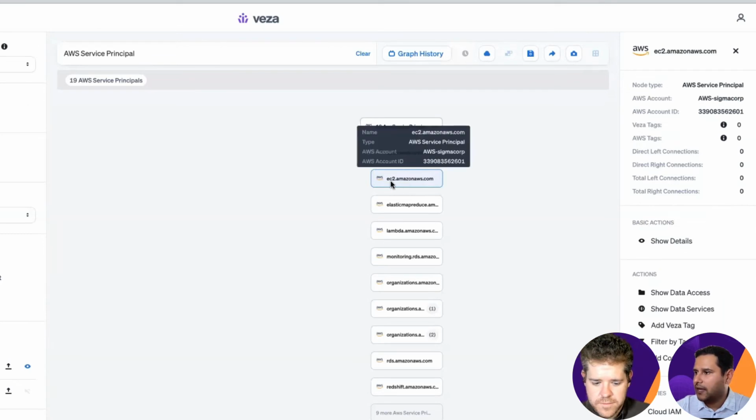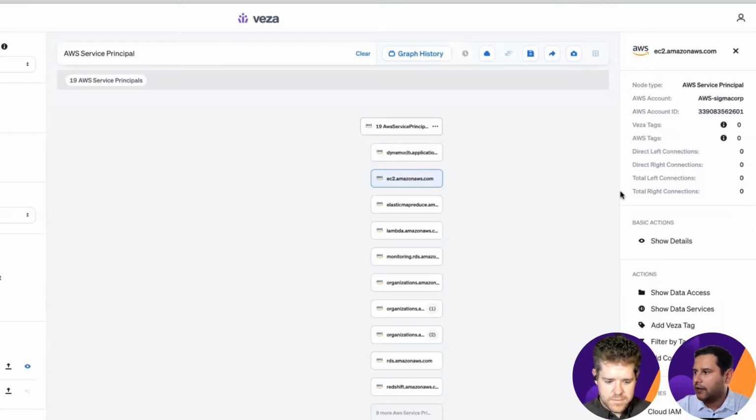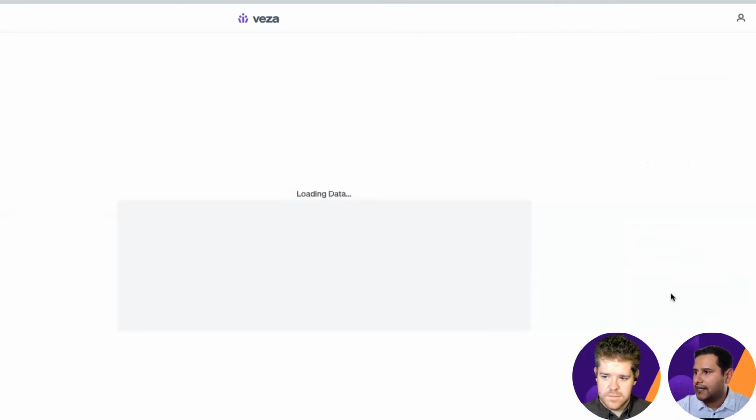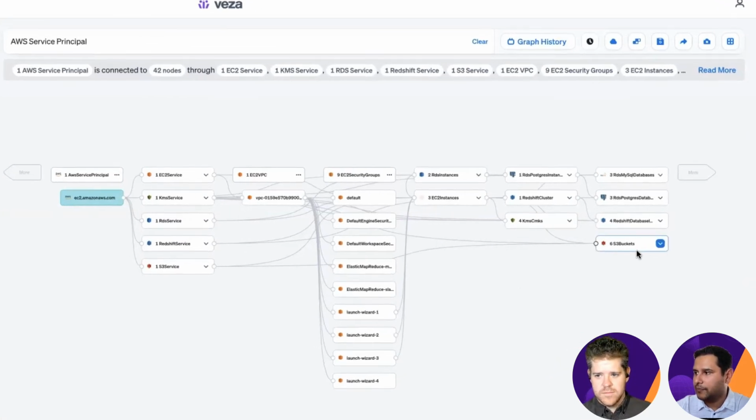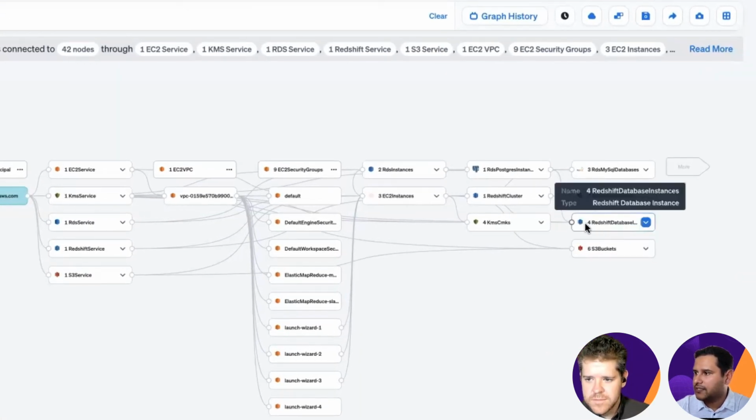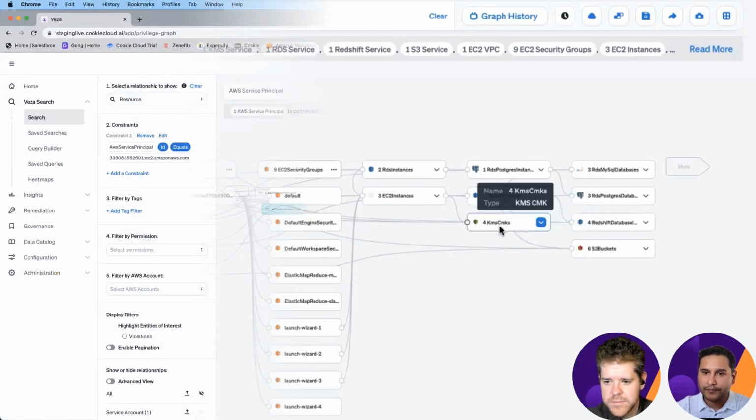And what I'll do next, after I've selected a particular service account, is hit show data access. And once I've done that, we can see that this service account actually has access to numerous different services within AWS, including S3 buckets, Redshift databases, and my KMS store.